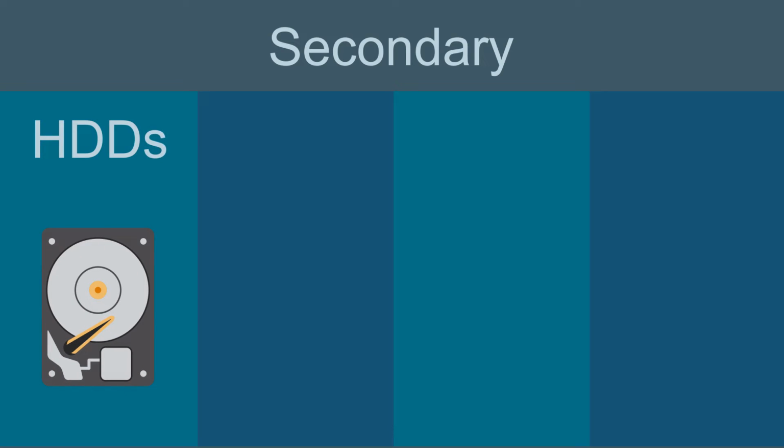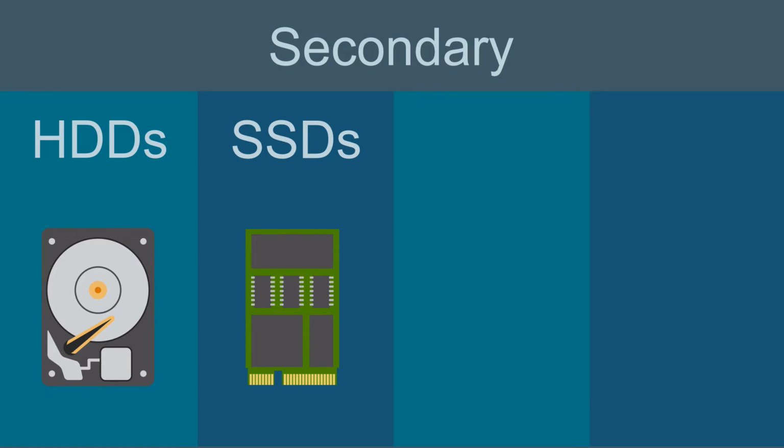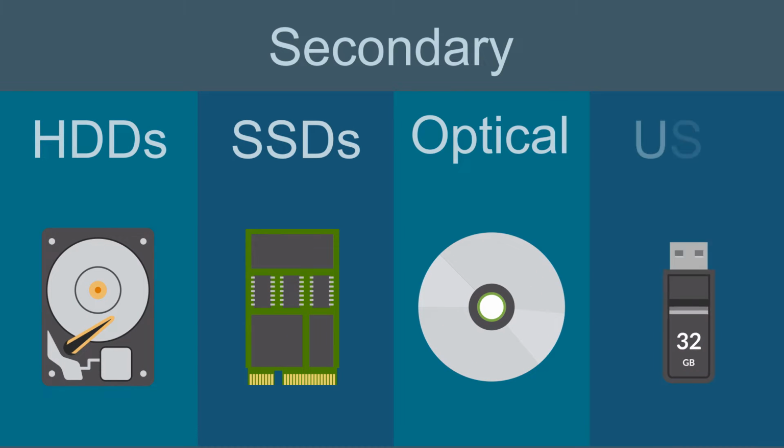Now that we've covered primary memory, we can go over secondary memory. This type of memory includes ultra-slow HDDs, super-fast SSDs, now obsolete optical drives, portable USB sticks, and so on. They are all used for long-term storage.